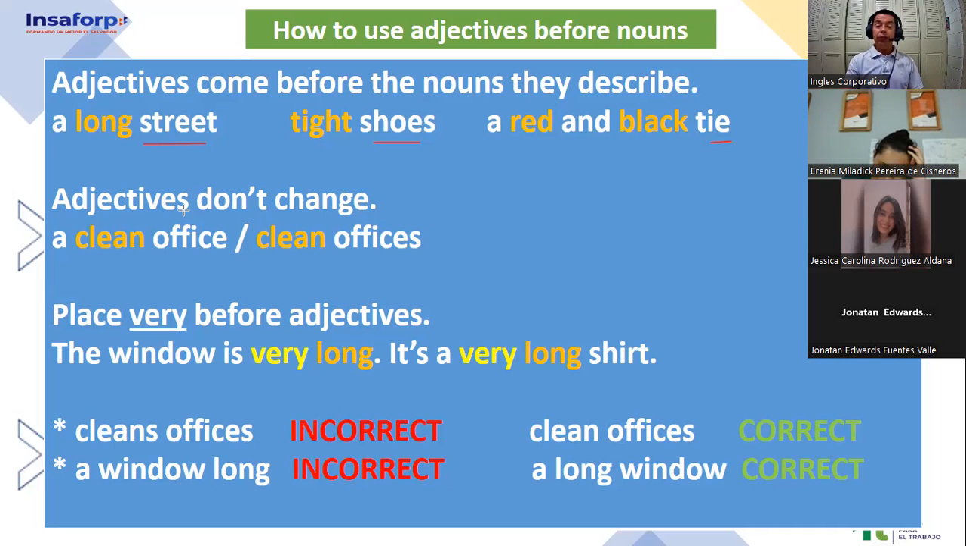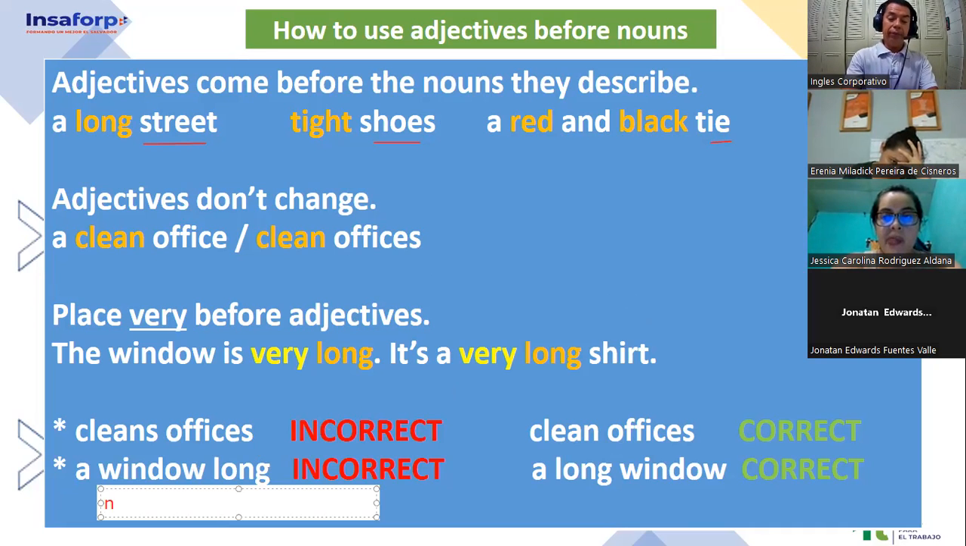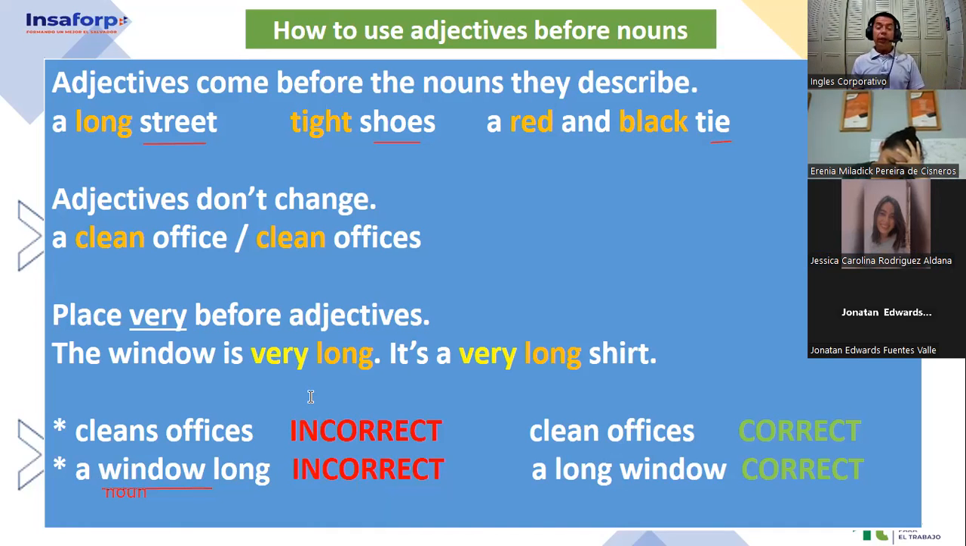Let's continue, right? Teacher. Yes, tell me. ¿Por qué es incorrecto window long? Y correcto long window. Okay, because window is the noun. Recuérdese que el nombre debe ir después del adjetivo. Y en este caso, window es un nombre. Pero long es un adjetivo, right? El adjetivo debe ir antes del nombre en inglés. Hay una excepción con el uso del verbo to be, pero de momento, para introducir el tema, quiero decirles que siempre van a poner el adjetivo antes del nombre, ¿ok?